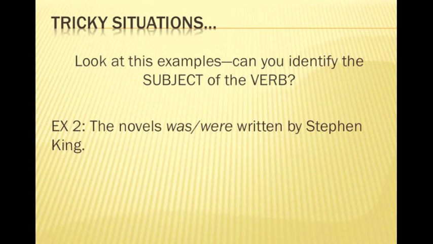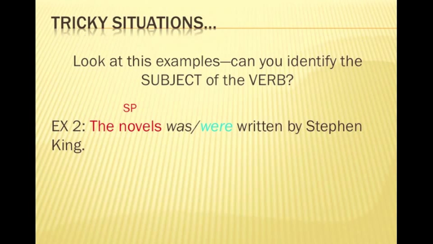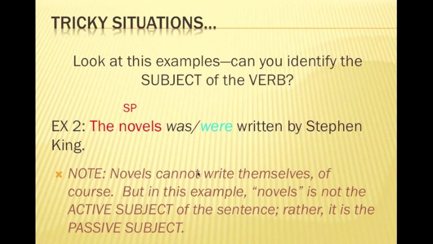Okay, look at this situation. Now, again, what's the subject of this verb? Well, if we look at just the simple order, this seems like a fairly easy answer, doesn't it? In this case, the novels appears to be the subject of the verb, and we would choose the form were, since it's the plural form that agrees with the word novels. But what could complicate it? Well, one problem is thinking about logic. Even though novels appear to be the subject, we know that novels don't typically write themselves.